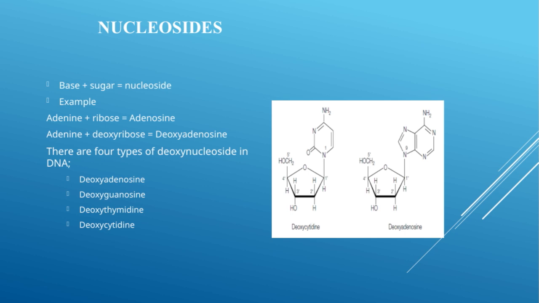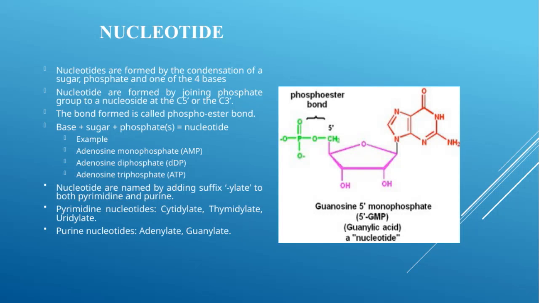These are the fundamental units that make up the structure of DNA. Understanding how nucleosides are formed helps us see how genetic information is stored and transferred. It's a simple concept, but a crucial part of the bigger picture of molecular biology. Nucleotides are the building blocks of nucleic acids, and they are formed through a specific process. Essentially, they are made by condensing a sugar, a phosphate group, and one of the 4 bases.